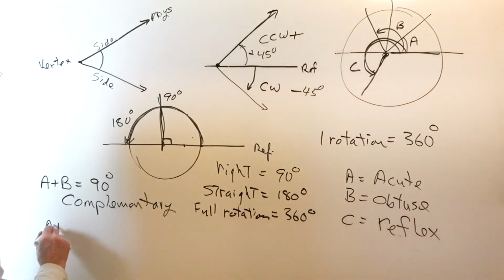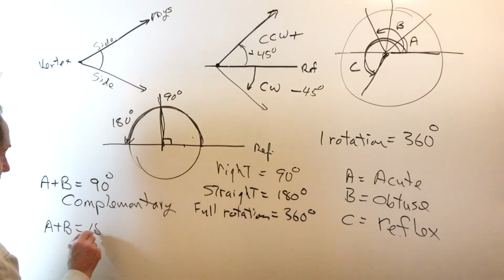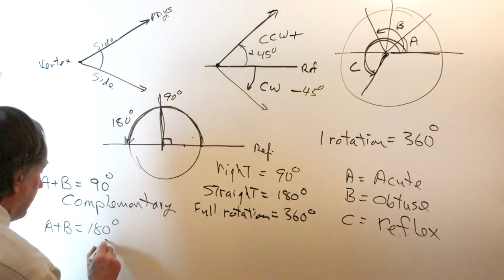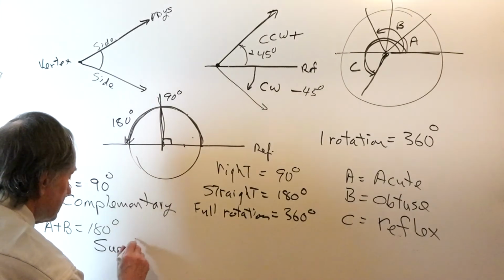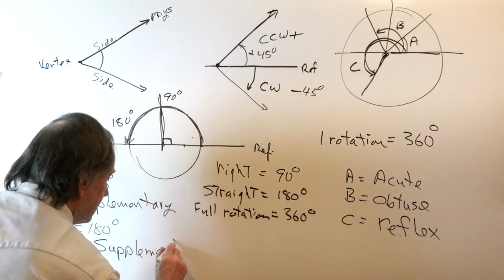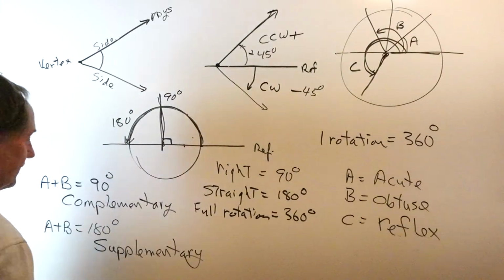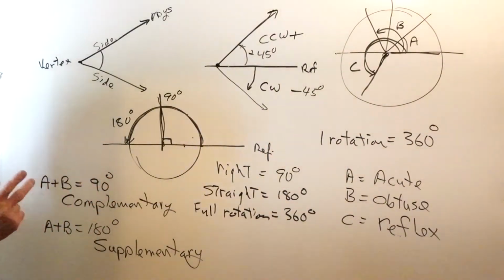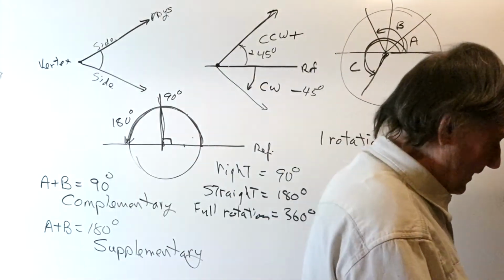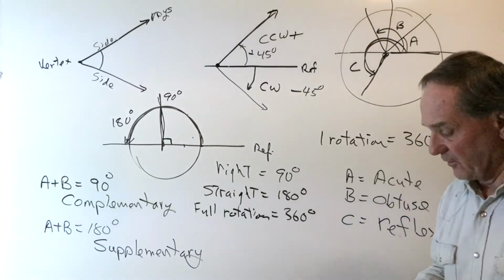And if the sum of two angles is 180 degrees, we call them supplementary angles. Very important terms. Complementary angles sum to 90 degrees. Supplementary angles sum to 180 degrees.